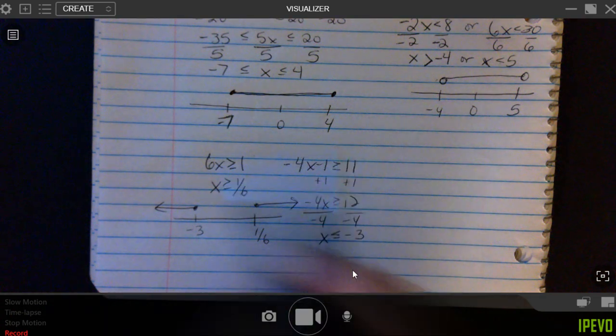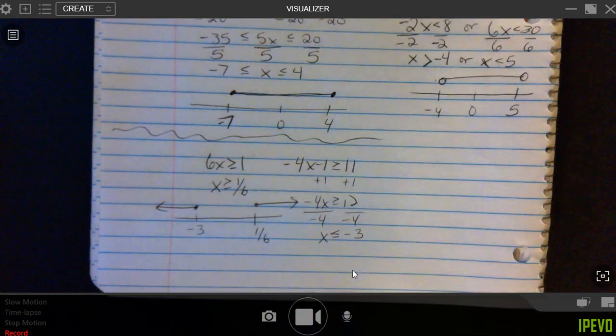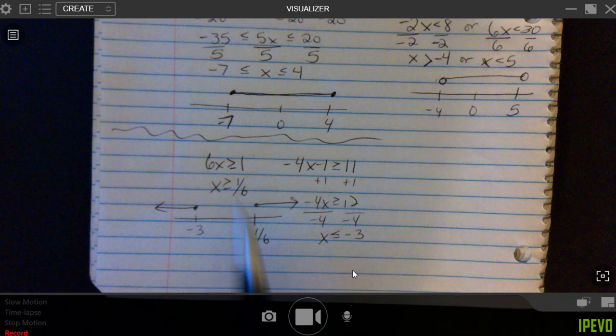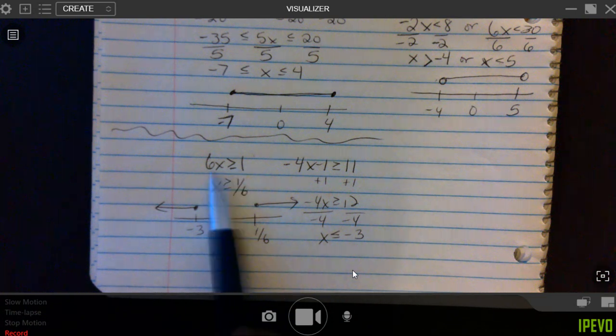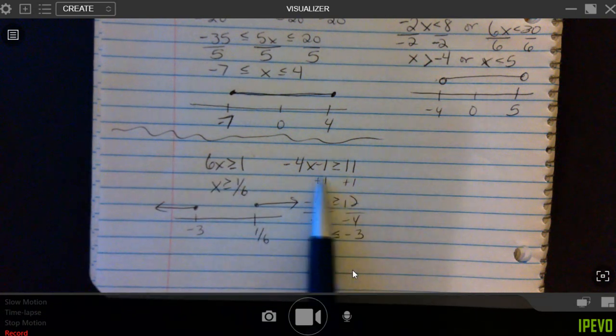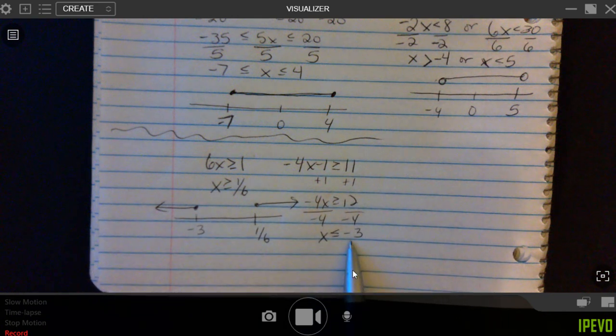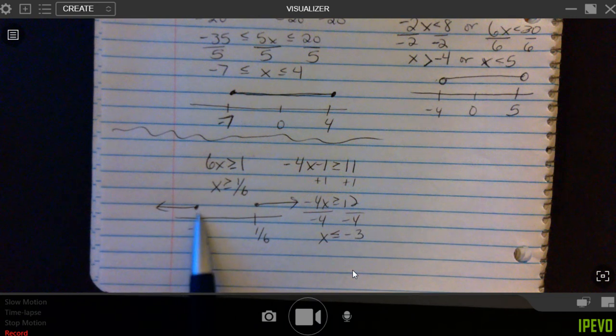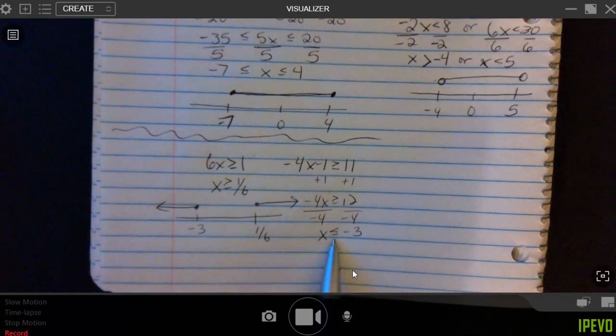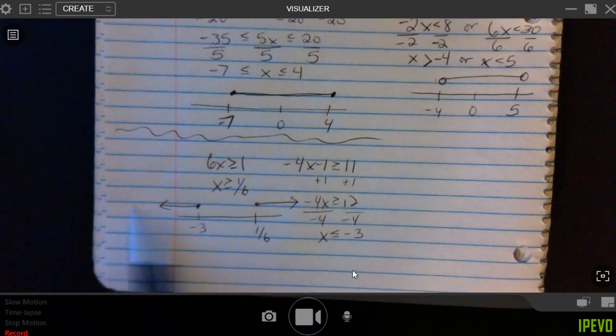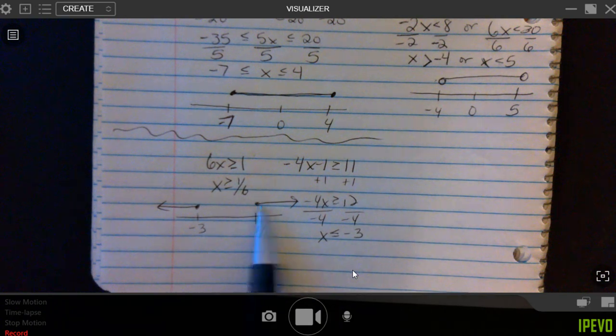So I ran out of time on the last one, so I thought I'd make an additional video. We had just finished up this one where we divided by 6, and then here we added the 1, we divided by -4, flipped the sign, and then we had x is less than -3, so it can equal -3, less than or equal to. So we put a solid there going that way, and then the 1, 6 going that way.